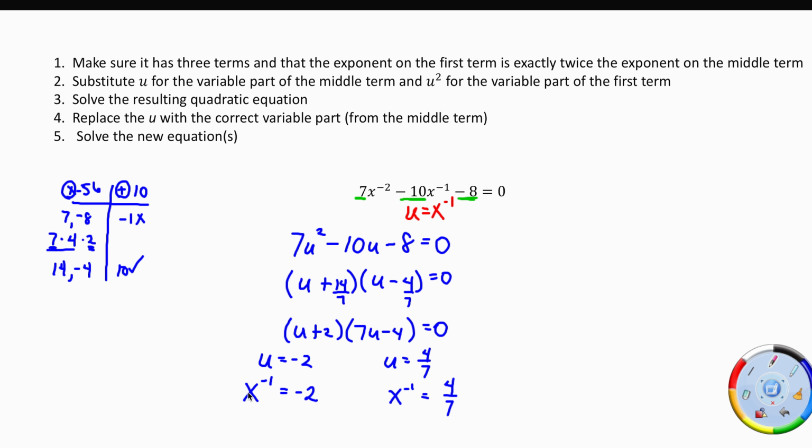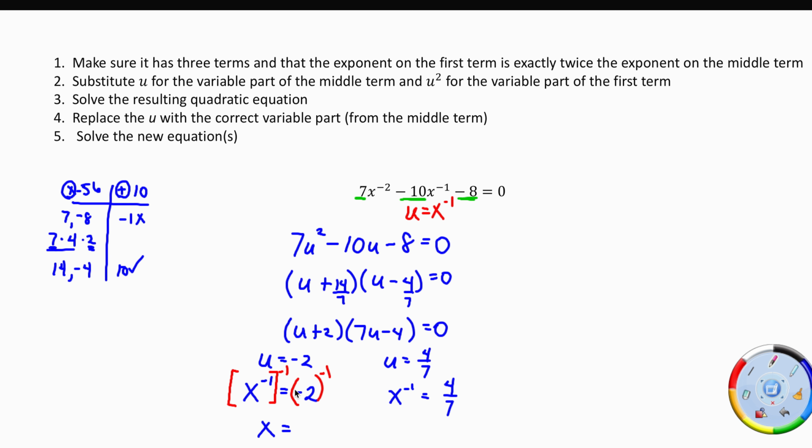So I've got a couple of choices here. I don't care what x to the -1 is either, any more than I care what u is, right? I'm not finished until I have x equals a number. So I've got to get rid of this negative exponent. One thing I could do, just like with the fractional exponent, is raise that to a power that makes it positive. So let's raise it to the -1. Negative 1 times negative 1 is positive 1, so I'll wind up with x.